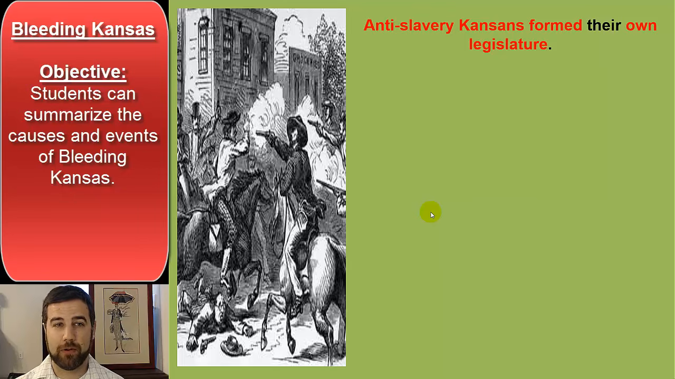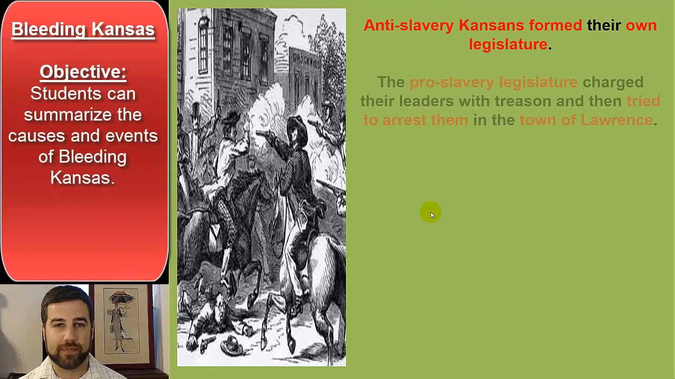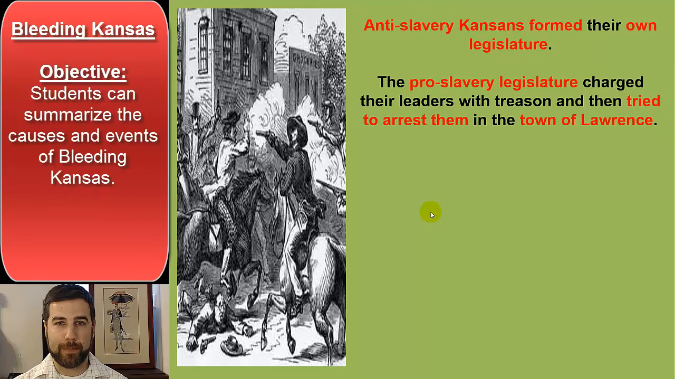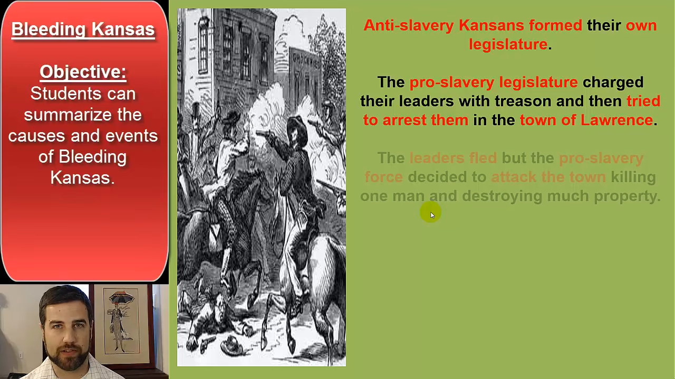On the other hand, we're also going to have other people coming into Kansas that are anti-slavery, which means that they're against slavery, and they create their own separate legislature, their own separate government, in the town of Lawrence. So what's going to end up happening is the pro-slavery legislature, the ones in favor of slavery, are going to charge the leaders of the other group in Lawrence with treason against the government, and then try to have them arrested in the town of Lawrence, Kansas.